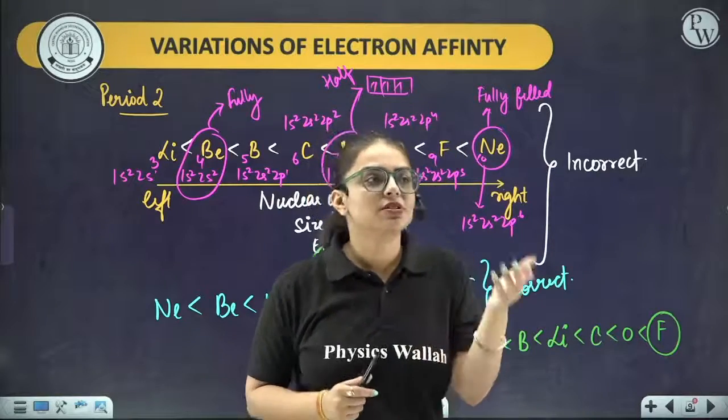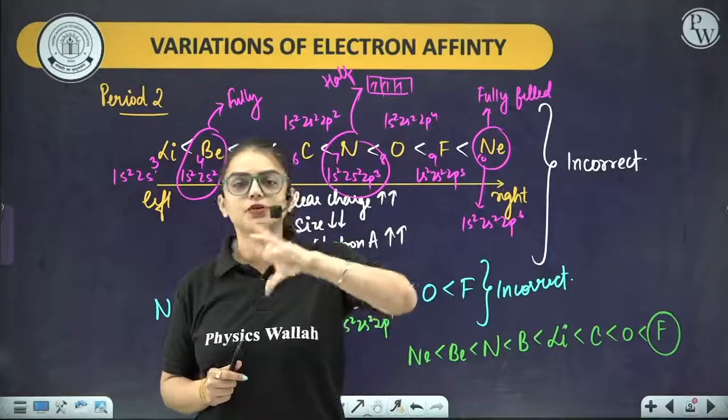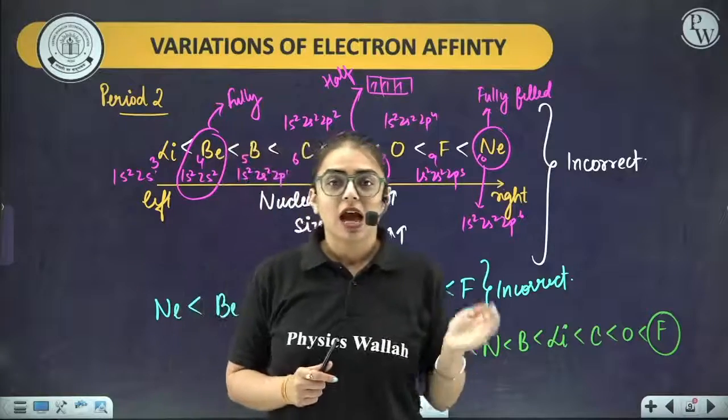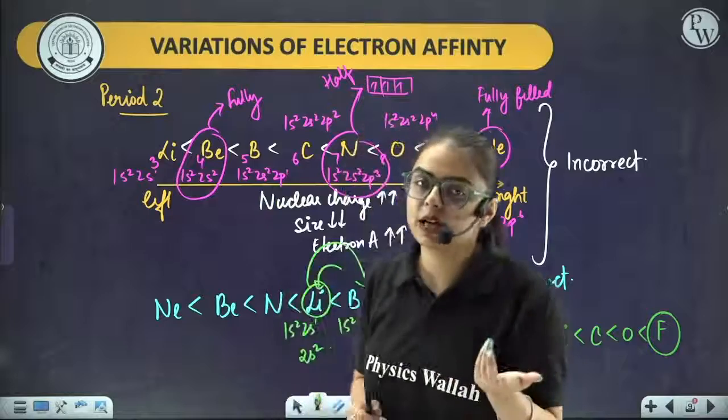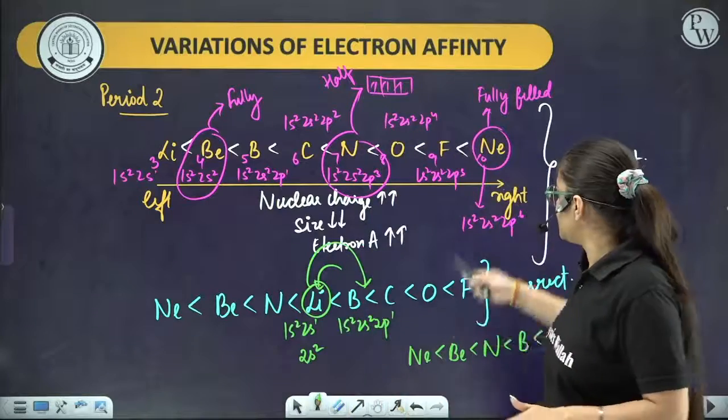Why is electron affinity 0? Because they are stable. They don't require any electron. Fully filled don't require any electron. They are already filled. Half filled is stable. If you give one electron, it will become unstable. For them, it is 0. That means neon will be 0.